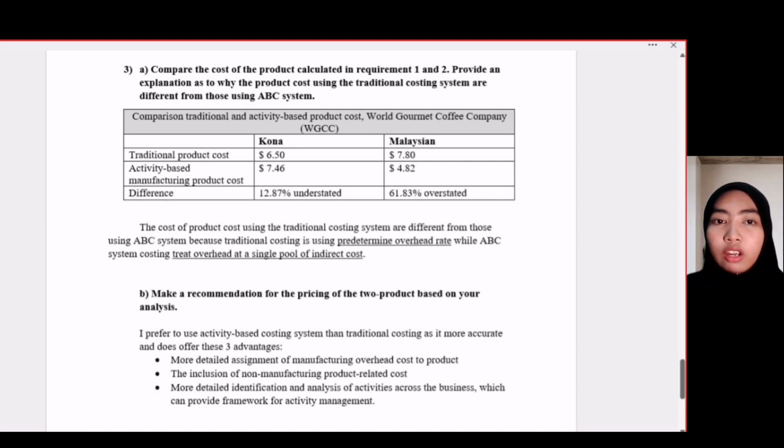Okay. The last question is to make a recommendation for the pricing of the two products based on your analysis. From the above calculation, I prefer to use the activity-based costing system rather than traditional costing as it is more accurate, and activity-based costing also offers these three advantages: more detailed assignment of manufacturing overhead cost to product, the inclusion of non-manufacturing product related costs, and more detailed identification and analysis of activities across the business, which can provide a framework for activity management.